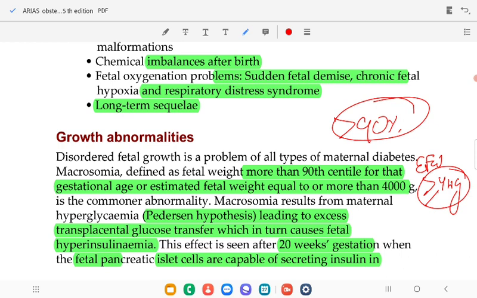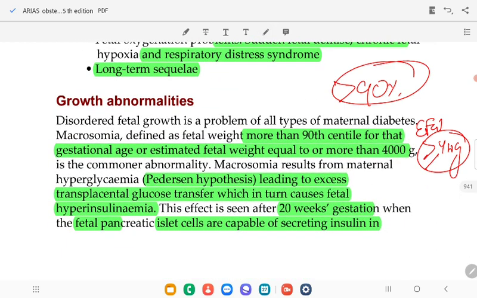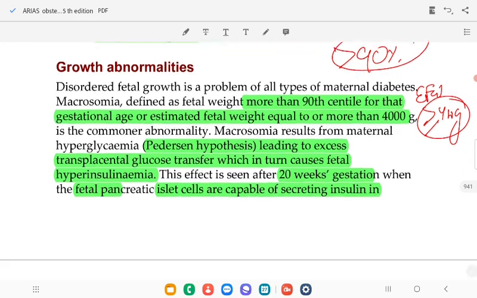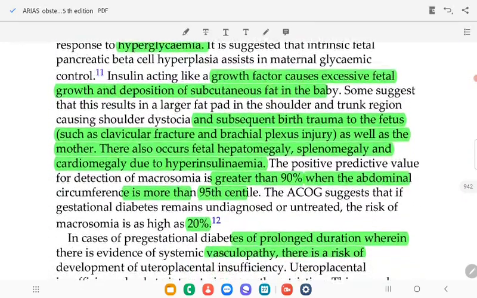Macrosomia results from maternal hyperglycemia, that is the Pedersen hypothesis, that will lead to excess transplacental glucose transfer, which in turn causes fetal hyperinsulinemia. This affects the fetus only after 20 weeks of gestation, when the fetal pancreas has developed. When does the fetal pancreas develop? After 20 weeks, the islet cells get activated. Islet cells become capable of secreting insulin in response to hyperglycemia.